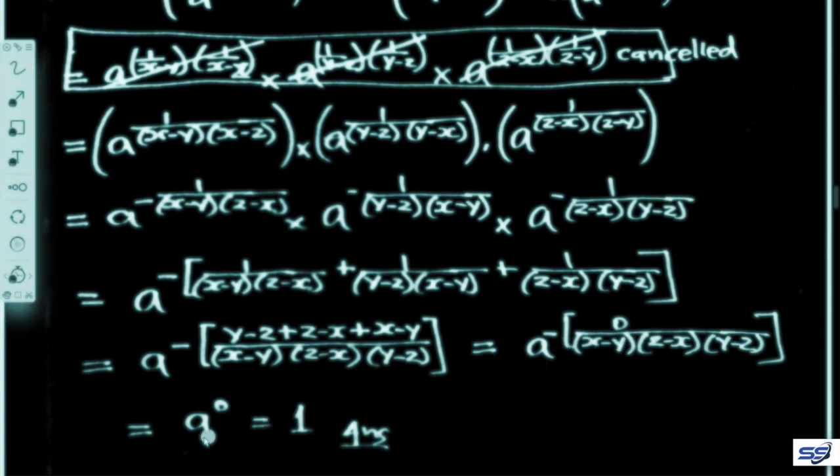So here comes a to the power 0. Whether 0 is minus or plus, no matter, it's always the same. 0 is neither positive nor negative, it is neutral. So a to the power 0, since 0 upon something is 0. A to the power 0 is always 1. A to the power 0 equals 1, and 1 is our answer. In this way, we simplified this problem.